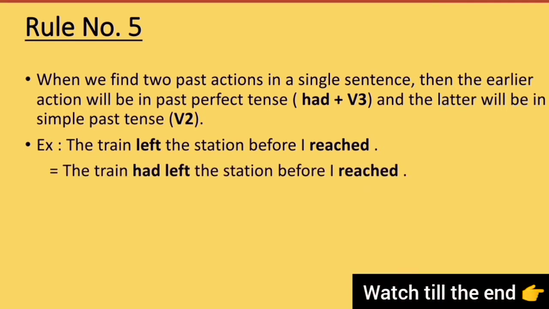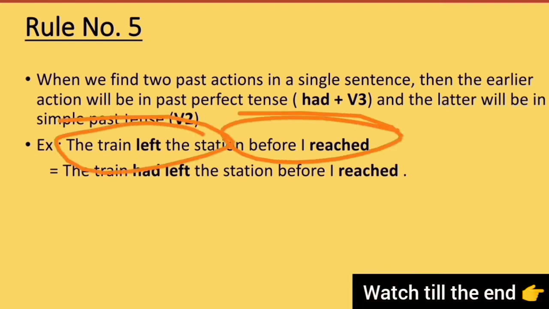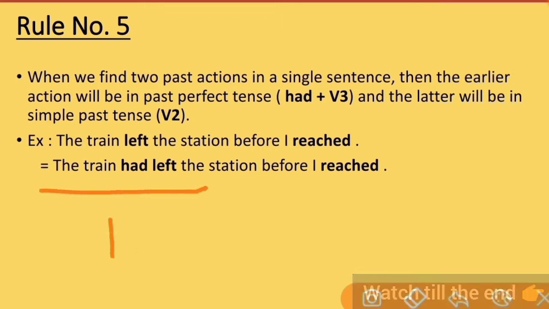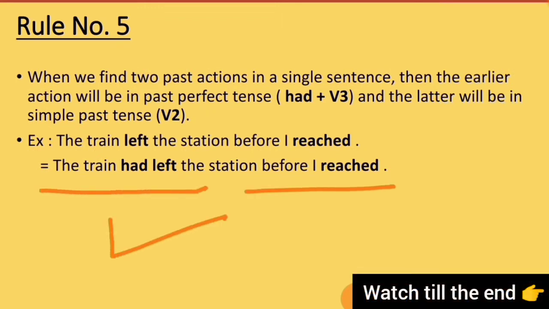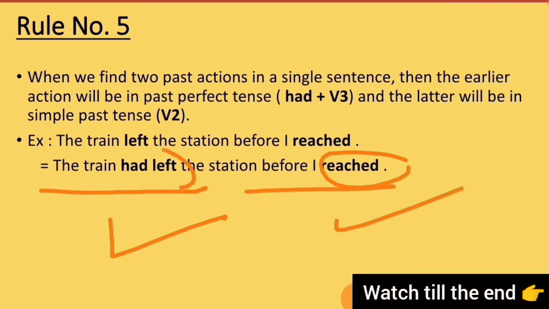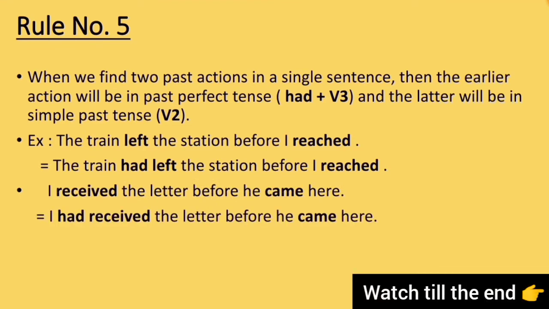Here, one action is done before the other action. So the earlier action will be past perfect tense and the later action will be in simple past. V2, had plus V3. Okay. Next, here are some other examples.